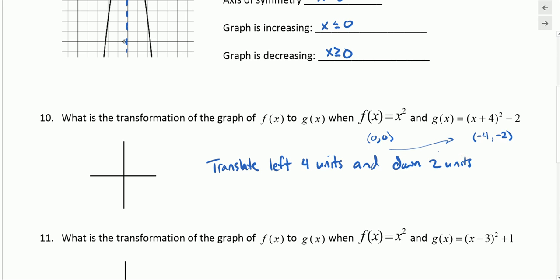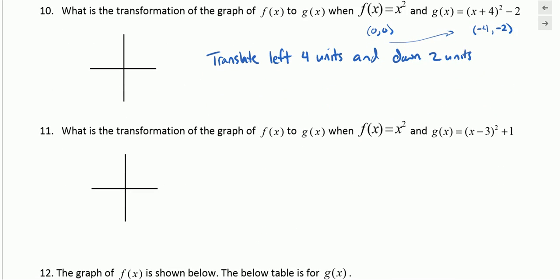And that's our transformation. Same deal here. Both f and g are opening up. They both have the same width. So all we have to worry about here is the translation. And so the vertex of the first one is 0, 0. The vertex of the second one is at 3, 1. And so we just need to think about how to go from 0, 0 to 3, 1.